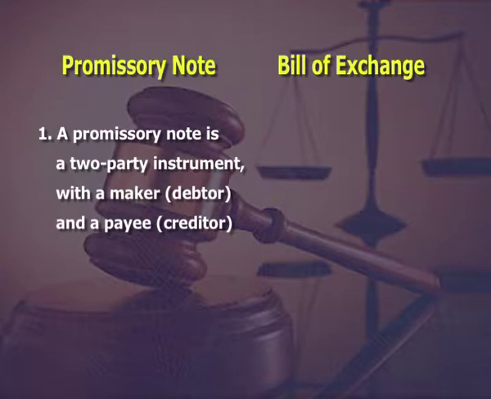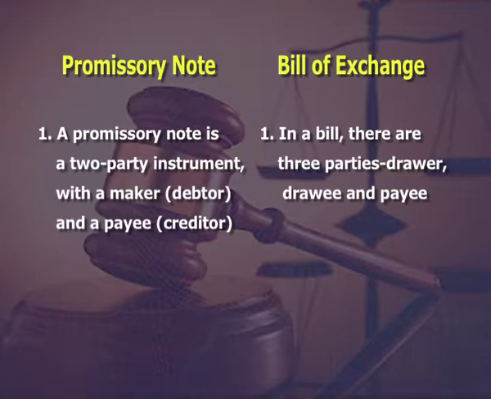First, a promissory note is a two-party instrument with the maker and the payee. In a bill, there are 3 parties: drawer, drawee and a payee, though any 2 out of the 3 capacities may be filled by one and the same person. In a bill, the drawer is the maker who orders the drawee to pay the bill to a person called the payee or to his order. When the drawee accepts the bill, he is called the acceptor.